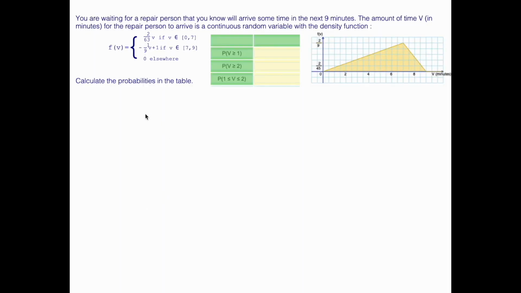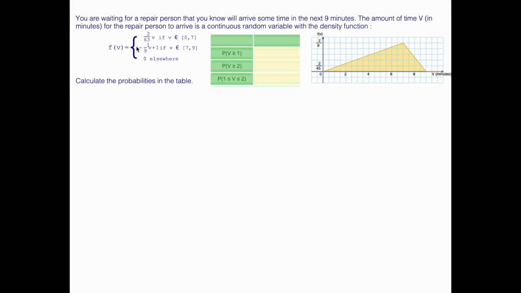Here's a question. You're waiting for a repair person that you know will arrive sometime in the next 9 minutes. The amount of time, v, in minutes for the repair person to arrive is a continuous random variable with the density function f of v equal to 2 over 63 times v if v is between 0 and 7. We're looking at 2 over 63 v as the equation of this line.